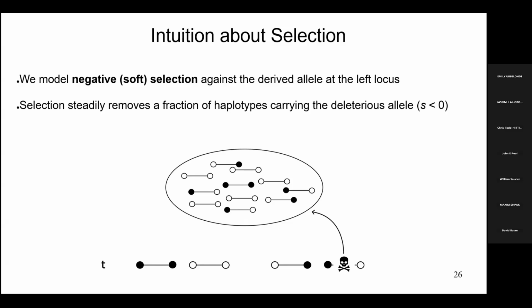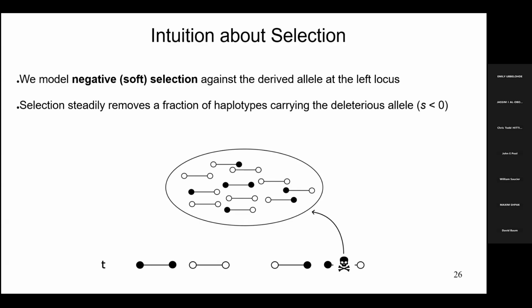So I'm going to be showing you some of these ball and stick diagrams here. These are representing two loci. Whenever you see a closed circle, this is going to be a left locus that has the derived allele, whereas if you see an empty circle, this will represent the ancestral allele. And likewise for the right locus. So we model selection against the derived allele on the left locus. Selection is going to be acting to remove any haplotype that carries the closed circle on the left. And we are going to assume that the right locus by definition is neutral for our purposes.